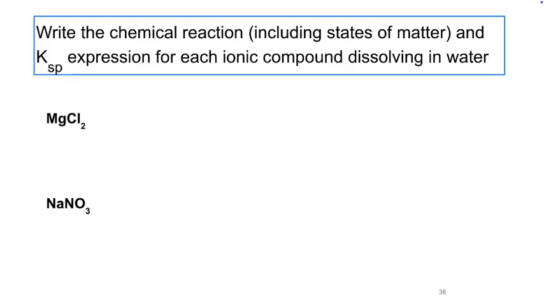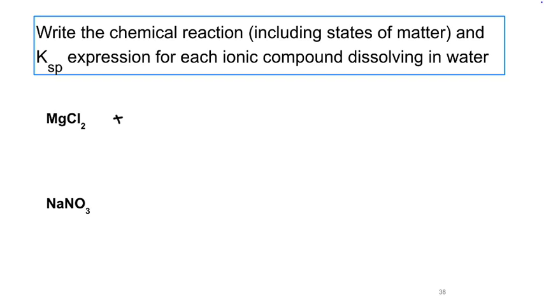which then means we can, of course, advance on. We want to write a chemical expression, including the states of matter, and a KSP expression for each of the ionic compounds dissolving in water. Okay? This caused a little bit of struggle with whatever yesterday was. So we'll go through and do the first one together.